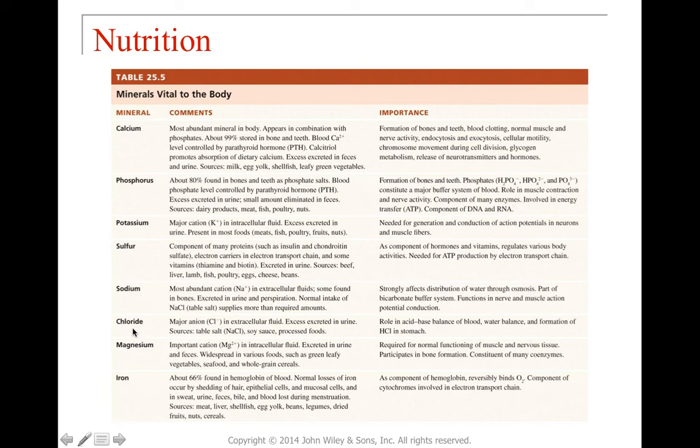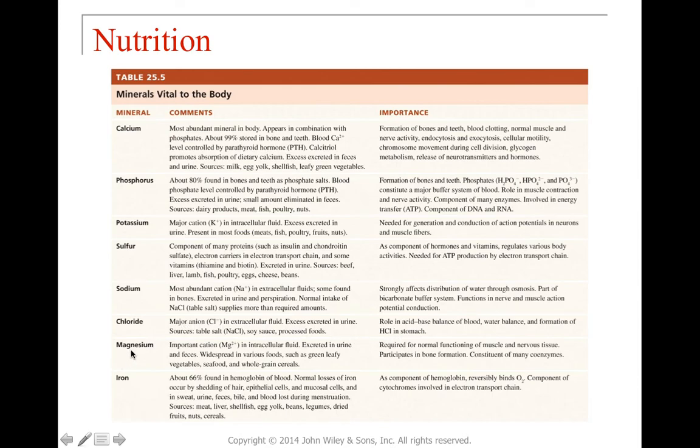And chloride is going to be involved in a lot of the same things. It's going to be the major anion in your extracellular fluids. So sodium and chloride often go hand in hand. And again, they're found together, sodium and chloride. And they're going to play a role in the acid-base balance because of the way that the hydrogens are going to be able to bind to it, and also the formation of hydrochloric acid in the stomach.